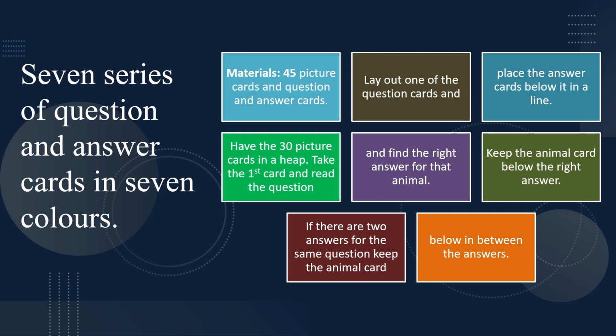And for this, we have the 45 picture cards and question and answer cards. We lay out one of the question cards and place the answer cards below it in a line. Have the 30 picture cards of the vertebrates in a heap. Take the first card and read the question and find the right answer for that animal. Keep the animal card below the right answer. If there are 2 answers for the same question, keep the animal card below, in between the answers.